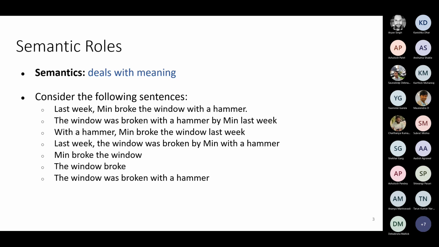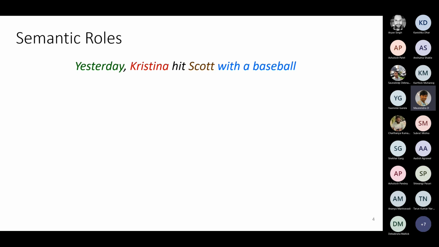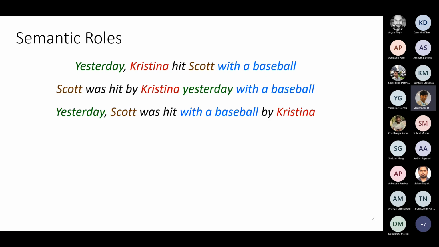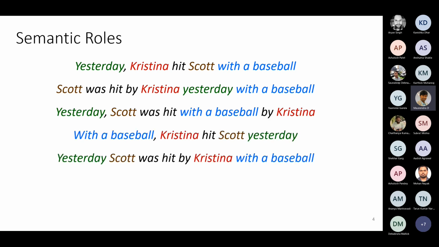So a similar one could be something like, yesterday, Christina hit Scott with a baseball. Scott was hit by Christina yesterday with a baseball, and so on. Again, same thing said in different ways. Now, if you look at the individual words like Christina, the role of Christina in each of the different sentences is the same, although the sentences' lexical appearances are different.